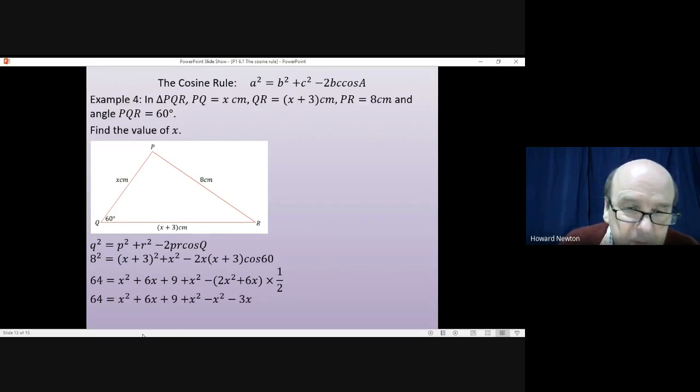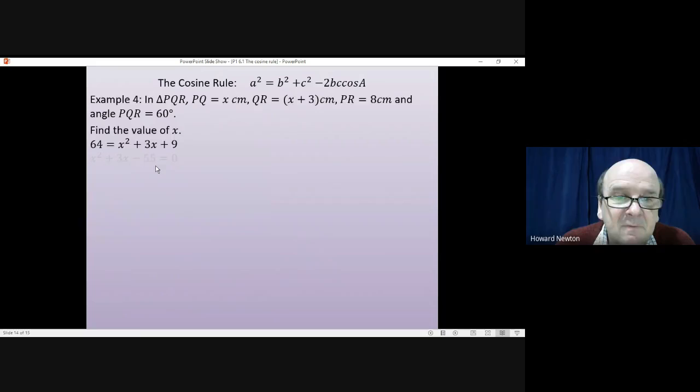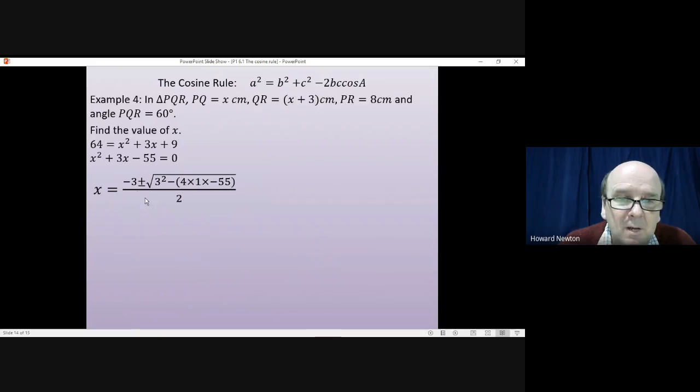That gives us 64 equals x squared plus 6x plus 9 plus x squared minus 3x. That gives us 64 equals x squared plus 3x plus 9. And that simplifies to the quadratic equation x squared plus 3x minus 55 is equal to 0. Now, that doesn't factorize, so you have to use the quadratic formula. From here onwards, it's calculator work with this to get two possible values for x, minus 3 plus or minus the square root of 229 over 2.